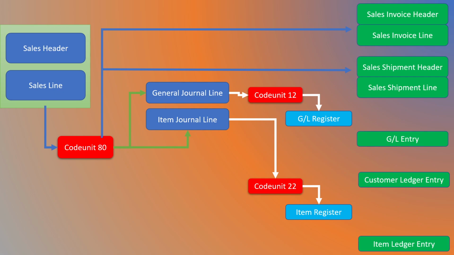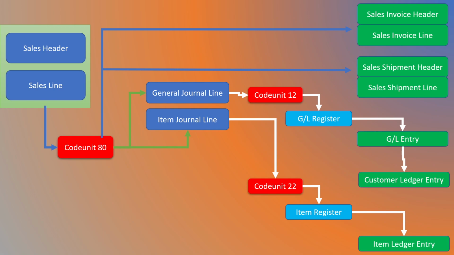A GL register will keep a record of the GL entry that will be created for this transaction, which is a combination of who bought it, at what price they bought it, how much they owe us, and then the different accounts that those different values will get entered. And then from the GL entry, a customer ledger entry will be created.